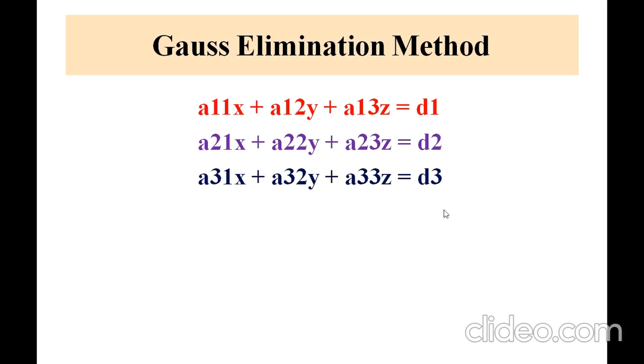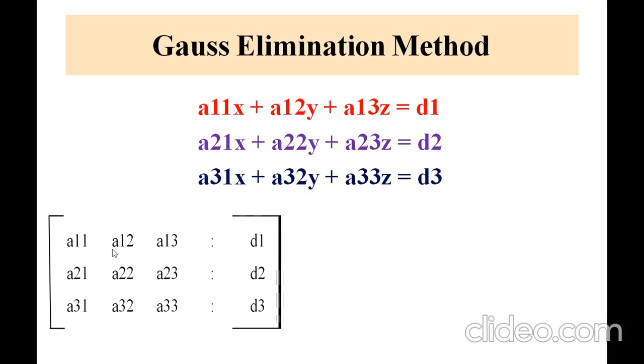Similarly, we have the third equation, in which the third row, first column, third row, second column, and third row, third column appear. In this way, we have to solve these simultaneous equations to find the values of x, y and z. Now, if you arrange these equations in matrix form, the matrix form is augmented here.